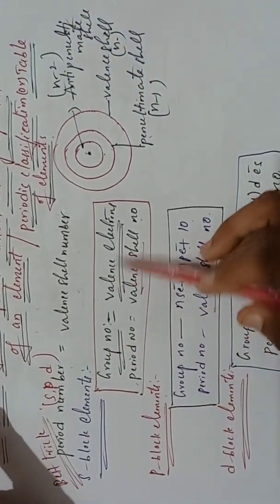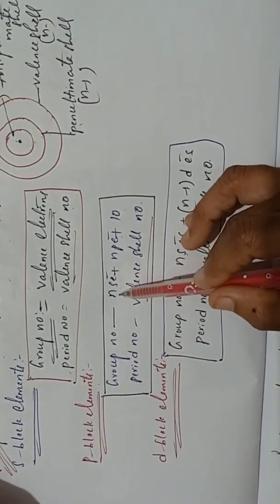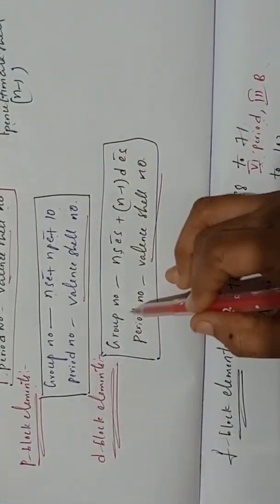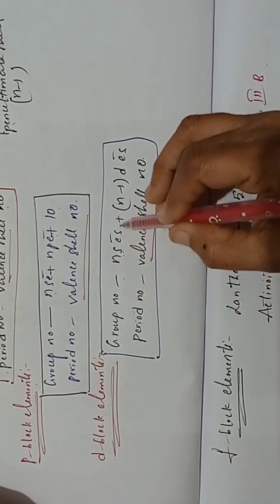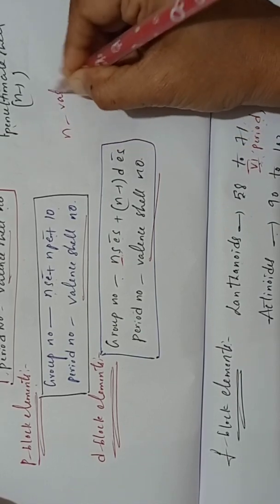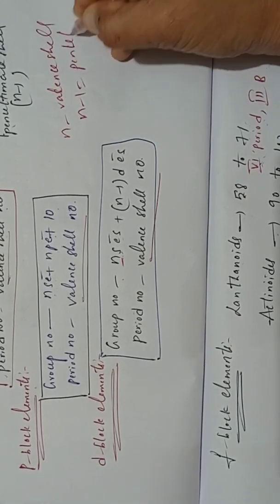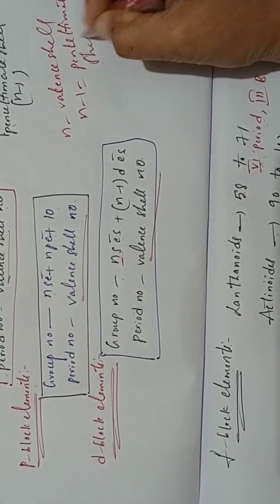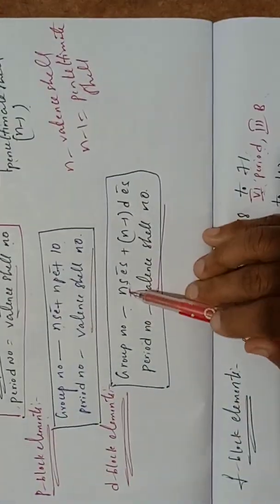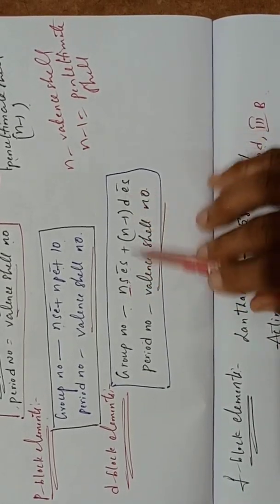In S block, group number is equal to valence electrons, just valence electrons. In P block, group number is equal to ns electrons plus np electrons plus 10, where n means valence shell. D block elements, how to find the group number? Ns electrons plus (n minus 1) d electrons. N means valence shell, and n minus 1 means penultimate shell. So this formula you have to apply.